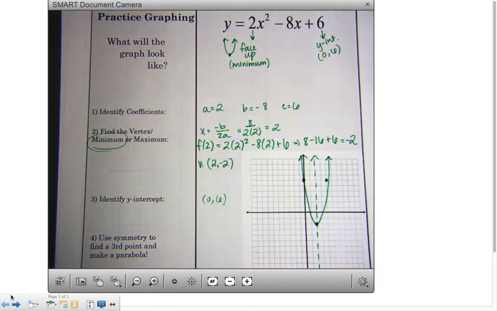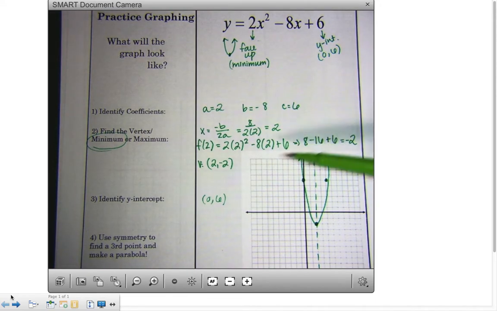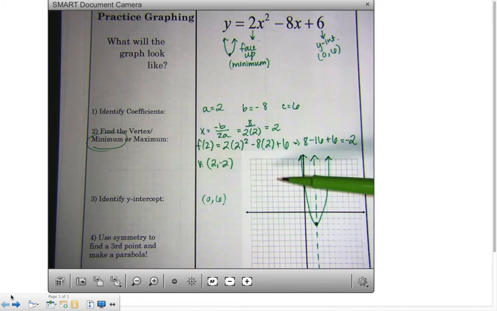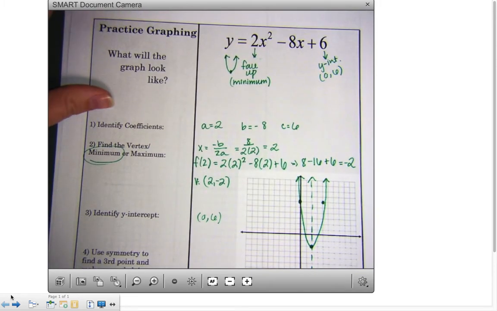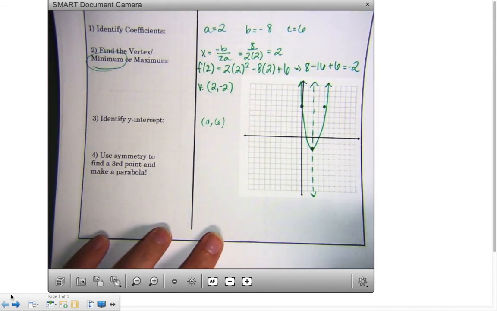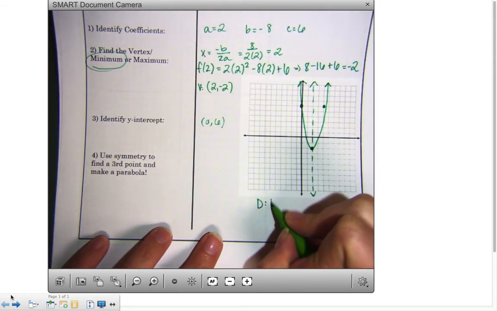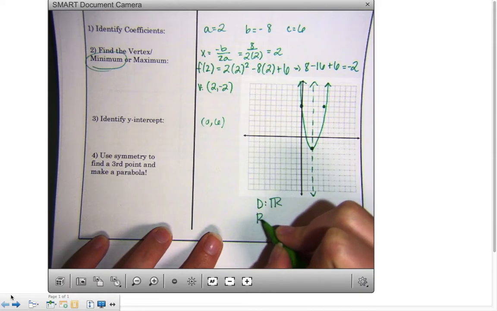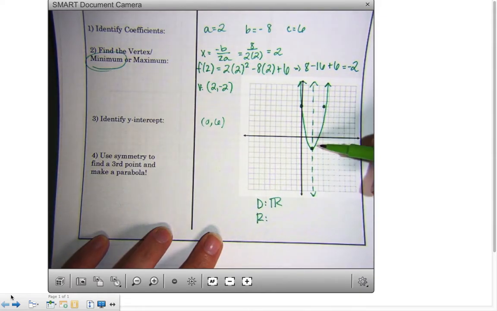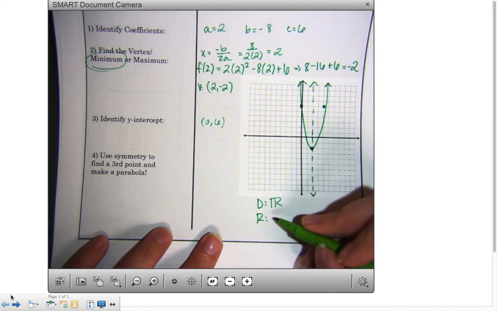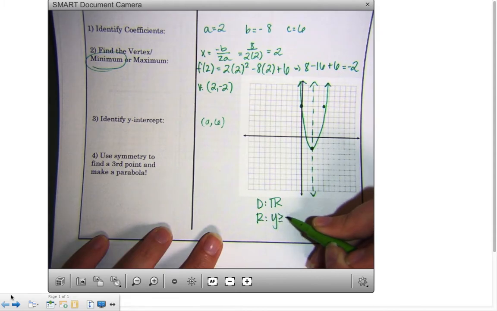So every time you will find the vertex, find the y-intercept, use symmetry to find a third point. The domain of this is all real numbers. The range, notice we've shifted down from the parent function. So your smallest y value is negative 2. So your range is y is greater than or equal to negative 2.